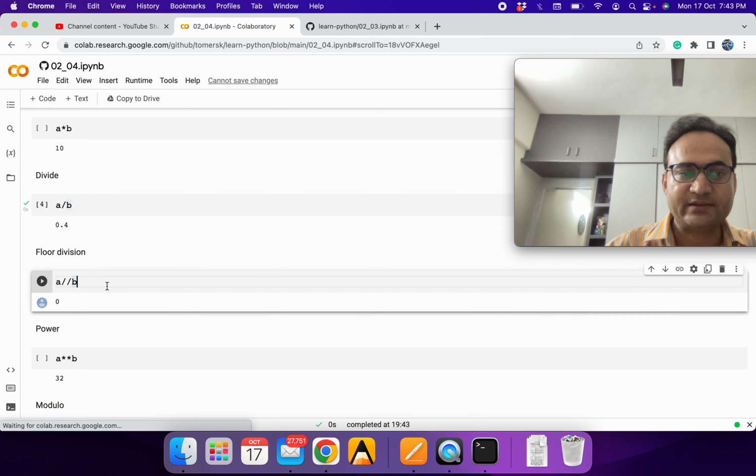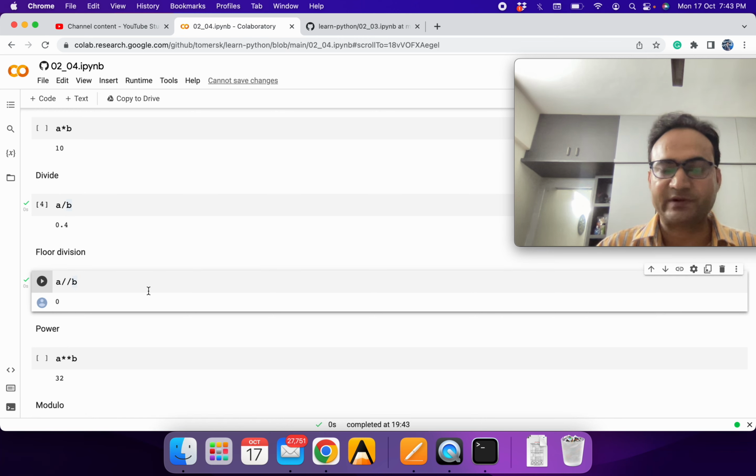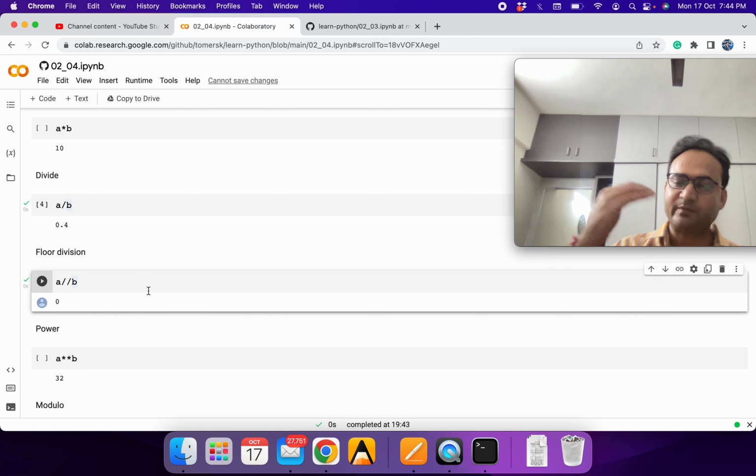One very important thing is the floor division. We know a divided by b is equal to 0.4. So there are two functions. Sometimes what will happen, you know what rounding is. Rounding means if you say, let's say, 0.4, rounding will become 0. If you say round 0.6, it will become 1. But floor, and there is one similar function called ceiling. So floor means the lowest part, and ceiling means the upper part.